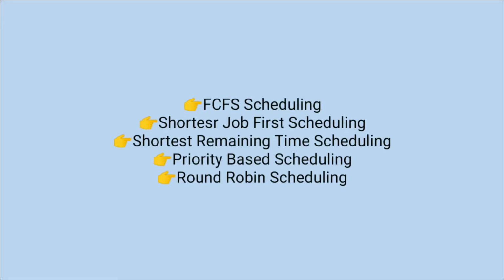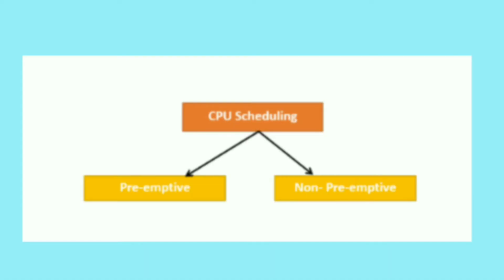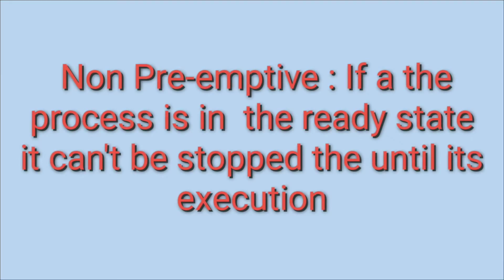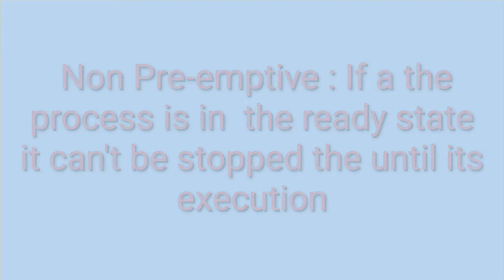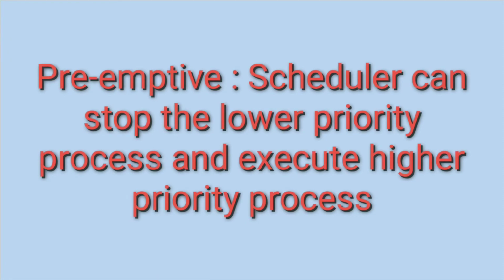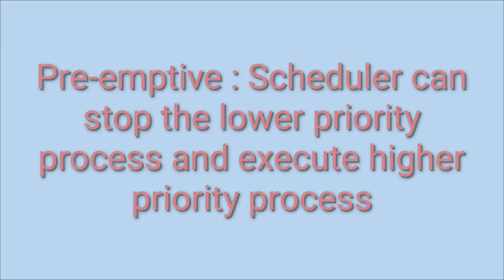Basically, there are 5 most important CPU scheduling algorithms which we're going to discuss, and they are first come first serve scheduling, shortest job first scheduling, shortest remaining time scheduling, priority based scheduling, and round robin scheduling. All the above algorithms are either non-preemptive or preemptive. Non-preemptive algorithms are designed so that once a process enters the running state, it can't be stopped until its execution completes. Whereas preemptive scheduling is based on priority, where a scheduler may stop the lower priority running process any time when a higher priority process enters the ready state.